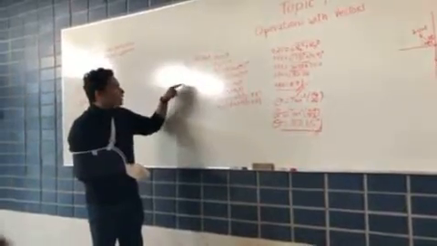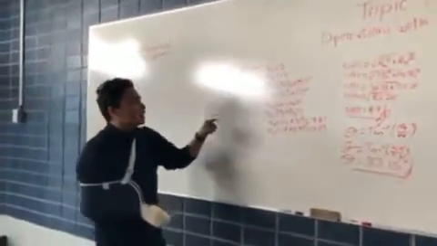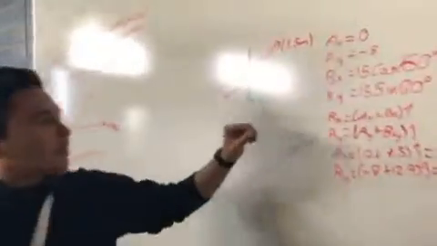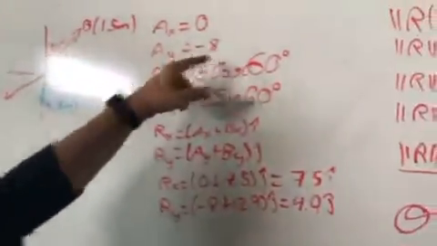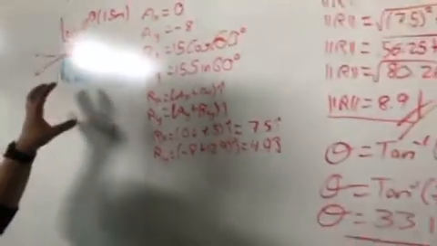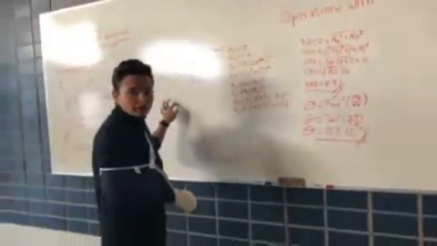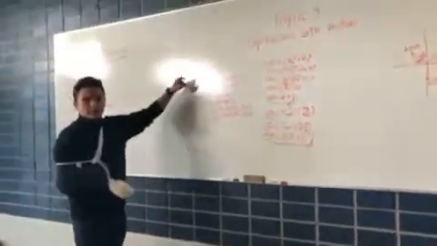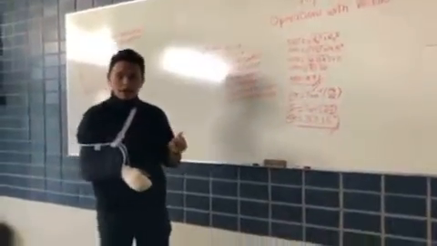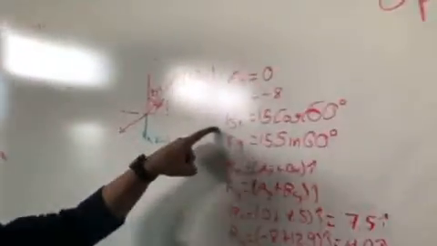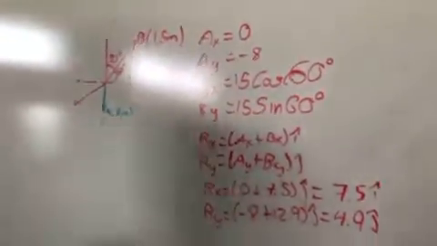To get A, in this case, you have only the y component, that is minus 8, because it's going downwards. You don't have any x because it's not going to the left, neither to the right. The next thing is B. In this case, you have an angle, and you need the x value and the y value.